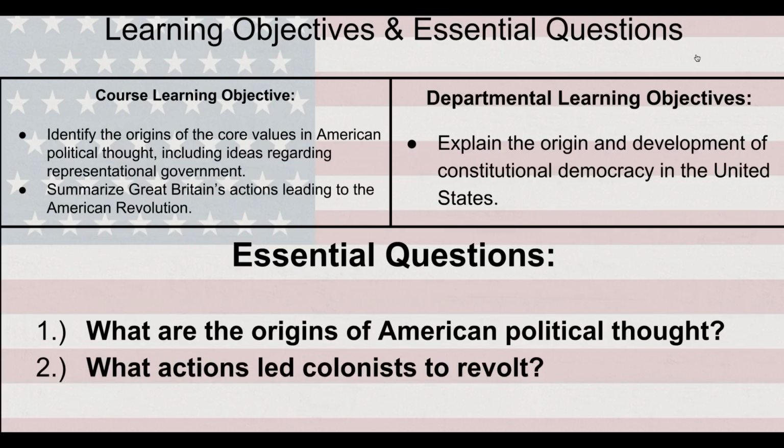So our course learning objectives are to identify the origins of the core values in American political thought, including ideas regarding representational government, and summarize Great Britain's actions leading to the American Revolution. And our departmental learning objective is to explain the origin and development of the constitutional democracy in the United States. And so hopefully at the end of the lecture you can answer these questions. What are the origins of American political thought, and what actions led colonists to revolt?